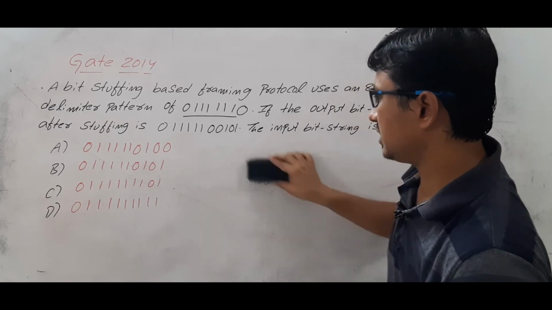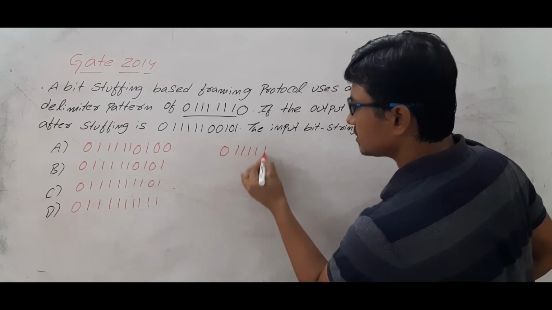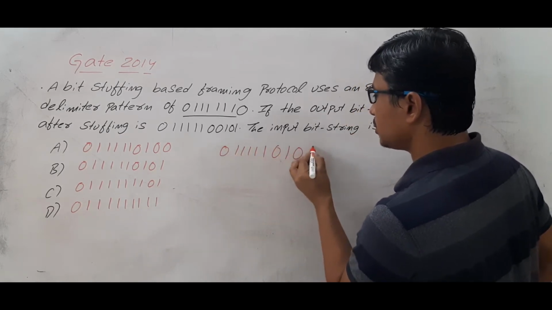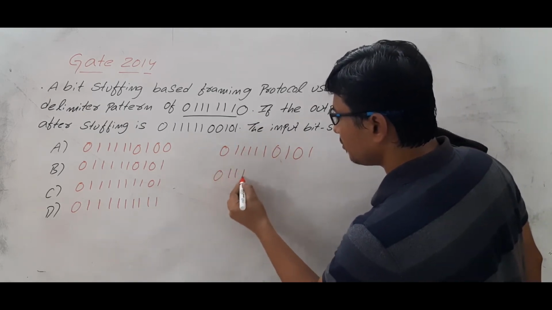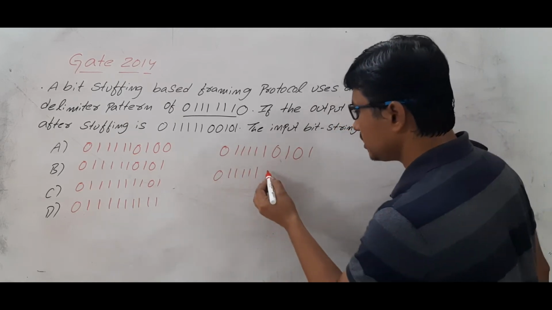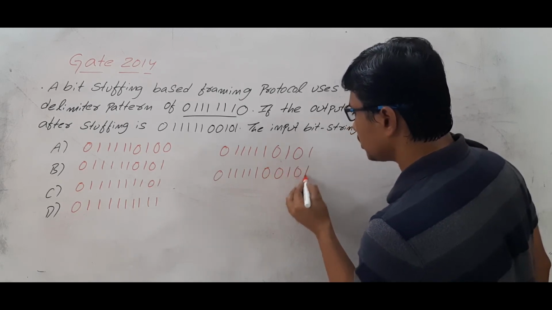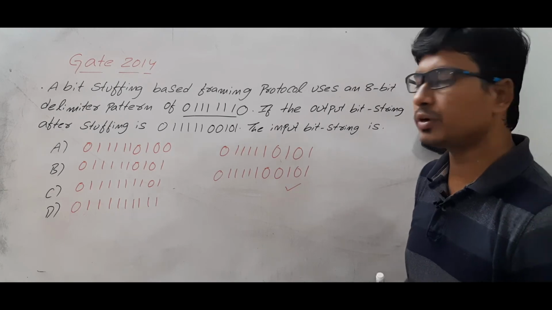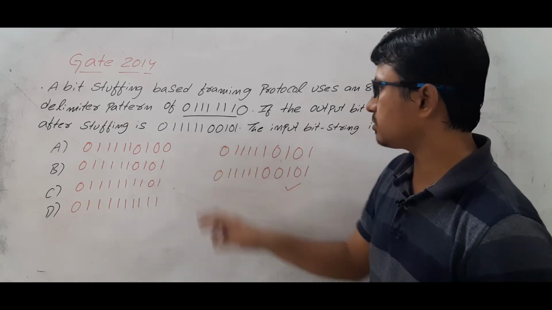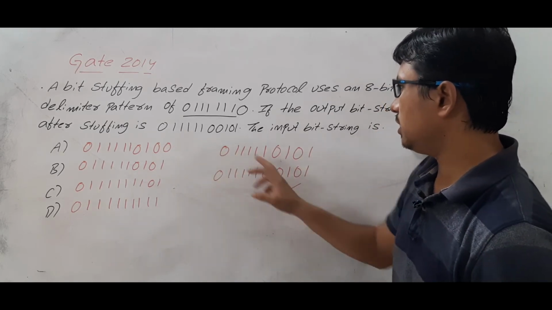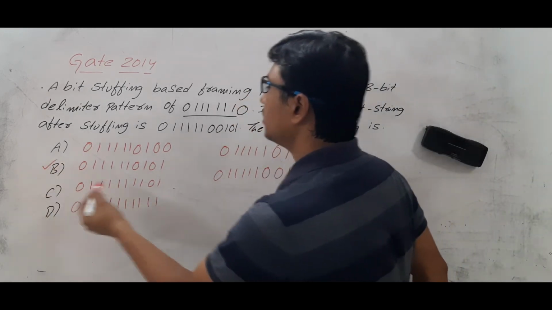Now we will solve the next one. What is the next input? 0, 5 1s, 0, 1 0 1. Now use this end delimiter and compute the output. 0, 5 1s. After that, if a 0 or a 1 comes, we will keep a 0, and then 0 1 0 1. This is the data I am sending for this input. So check whether it is matching or not. 0 5 1s is matching, 0 0 is matching, 1 0 1 is also matching. So this is the correct input for this output.